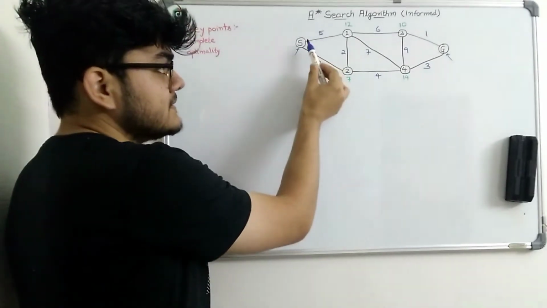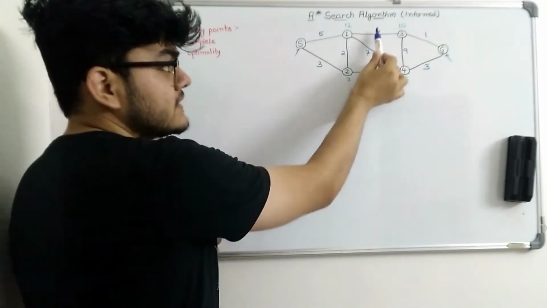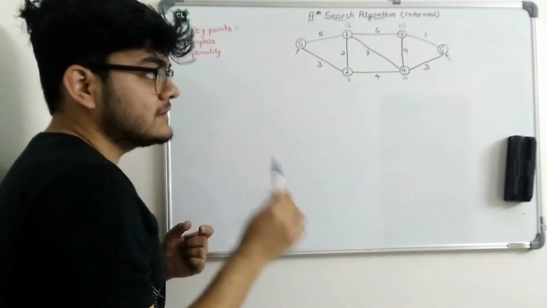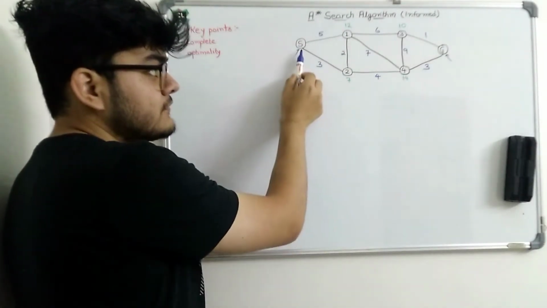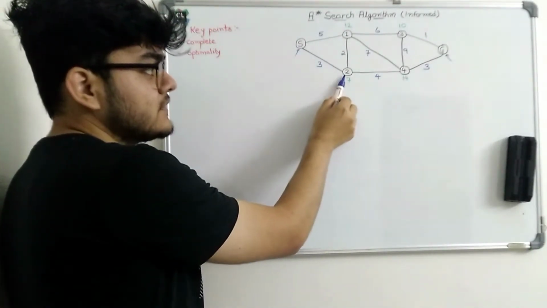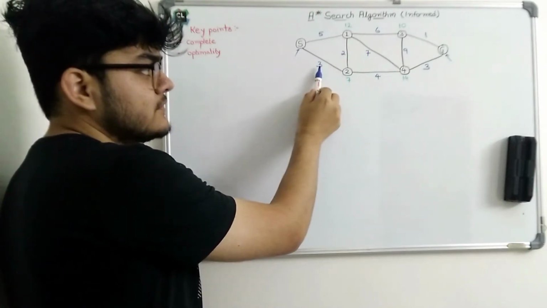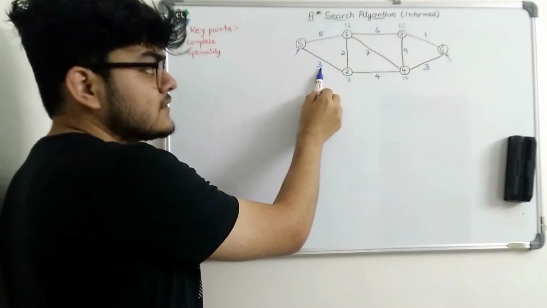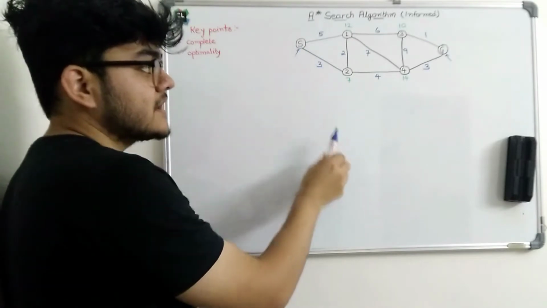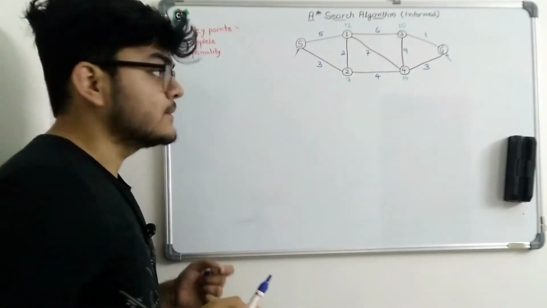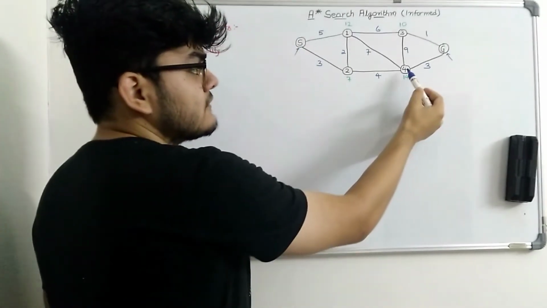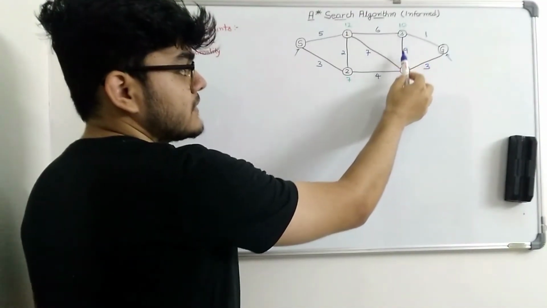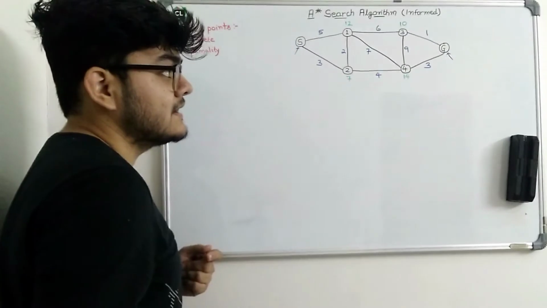Now here you can see in blue color I have written some numbers which represent the cost of reaching from this node to this node. So if you consider 3, it is the cost of going from the starting node to node number 2. And similarly we have other values here. So if we want to go from here to here, the cost is 9.